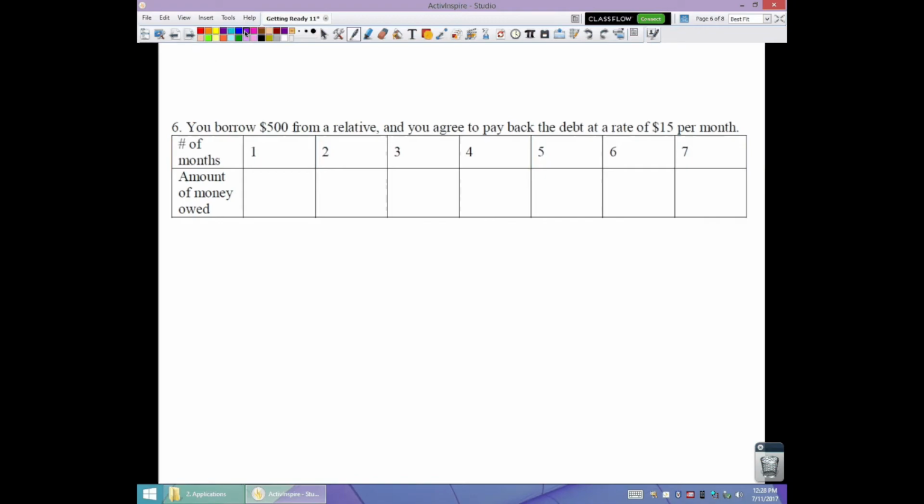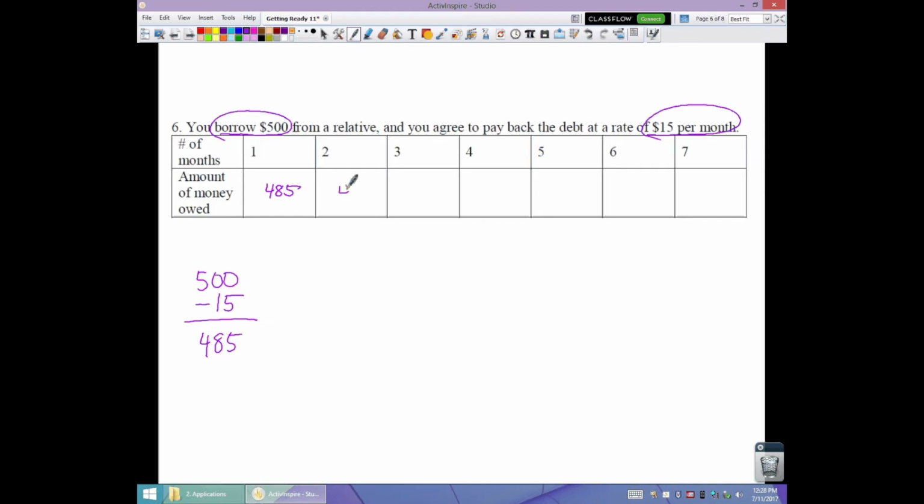Number 6, we borrow $500 from a relative, and we're going to pay that back at a rate of $15 per month. So this one, my debt starts as a large number and goes down. As I pay back the relative, it's decreasing. So after 1 month, again, it's not 15 or -15. I started off owing $500, but then after 1 month, I paid off $15. So that gives me $485 after 1 month.